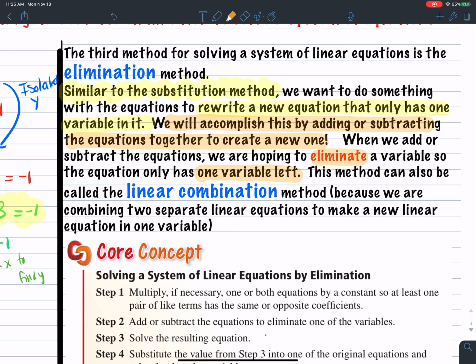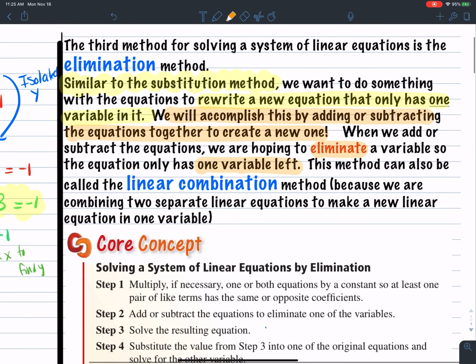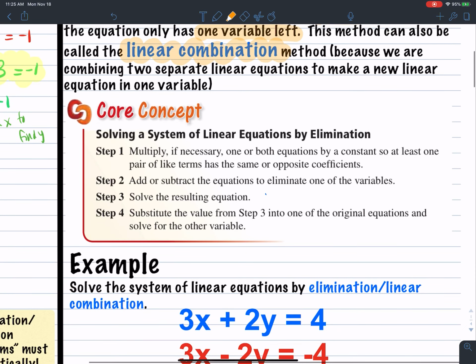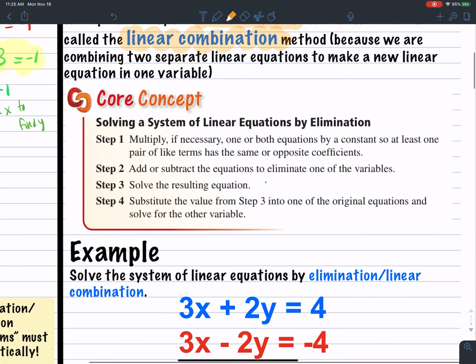Now, since we're adding or subtracting equations, and our equations are of lines, I may call this, or other people may call this, the linear combination method, because we're combining lines to create a new line that only has one variable in it. So here's an outline of the steps that we're going to do through the examples today. But remember, our general goal is to add or subtract some equations together so a variable disappears.